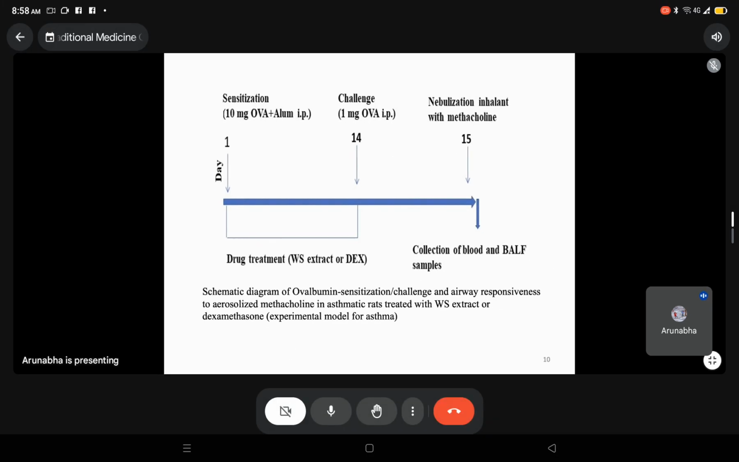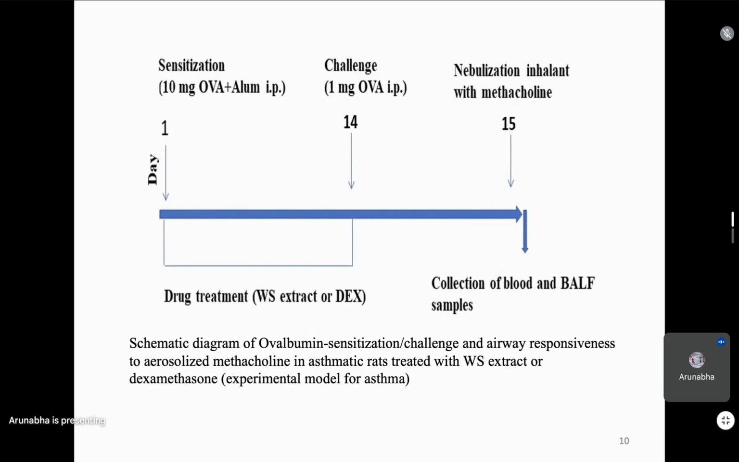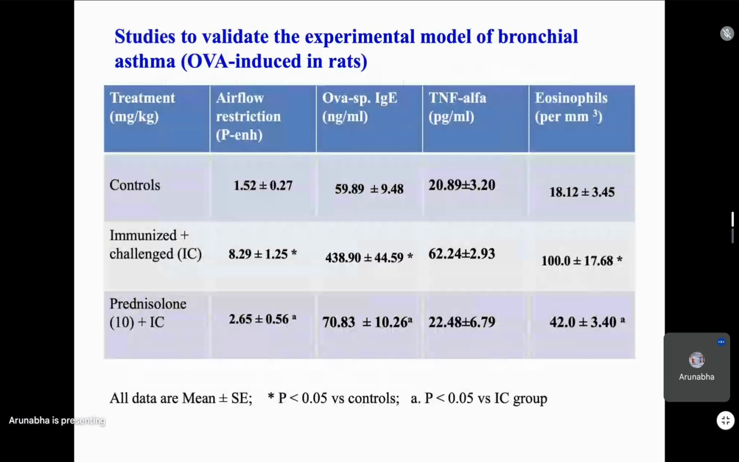We sensitized the animal with ovalbumin and aluminum hydroxide, and then challenged 14 days later with ovalbumin, and then after 24 hours, it is challenged with inhaled methacholine to induce bronchoconstriction in this particular model. And after the model of asthma is established, only then do we look at the biochemical parameters that we are looking for with reference to anti-asthmatic effects.